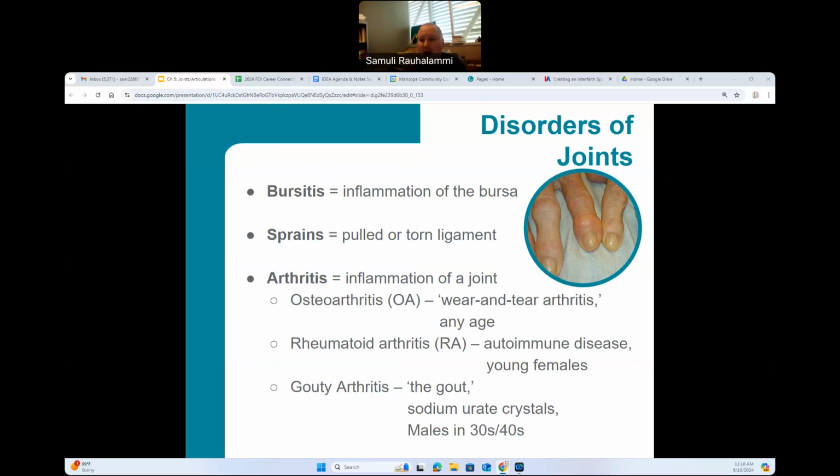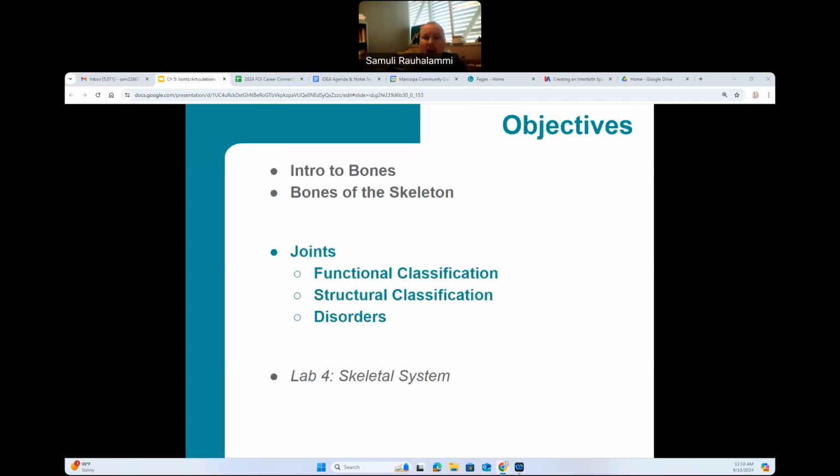We also see RA, so rheumatoid arthritis, which is an autoimmune disease where your own body attacks the joints. And this is especially characteristic for younger females. And the final one that I've mentioned here is going to be our gout. This is the formation of crystals at the joint, especially in males in their 30s or 40s. And that really brings us to the end of this quick review of the joints. And I think that wraps up our skeletal system discussion.